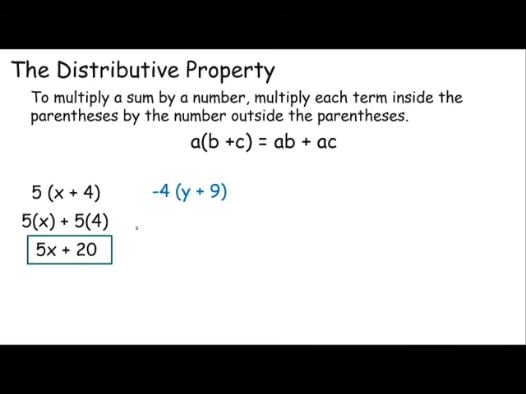Now, you might want to pause the video, try this one on your own, then restart the video to see if you understand this or not. I have negative 4 groups. Every group has a Y and a 9 in it.